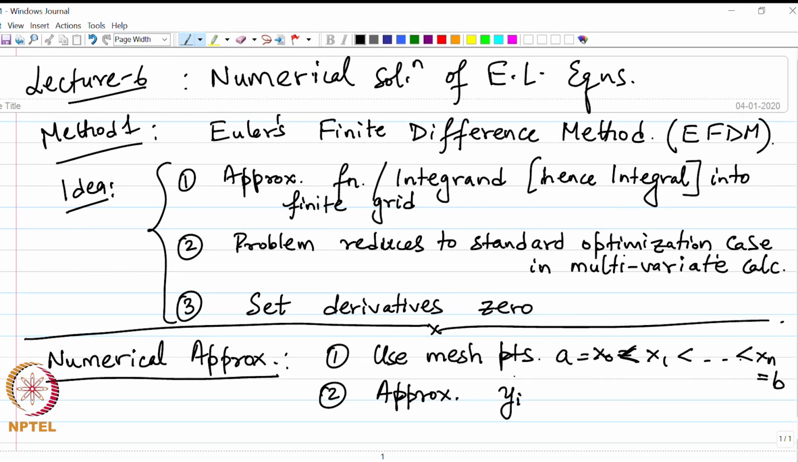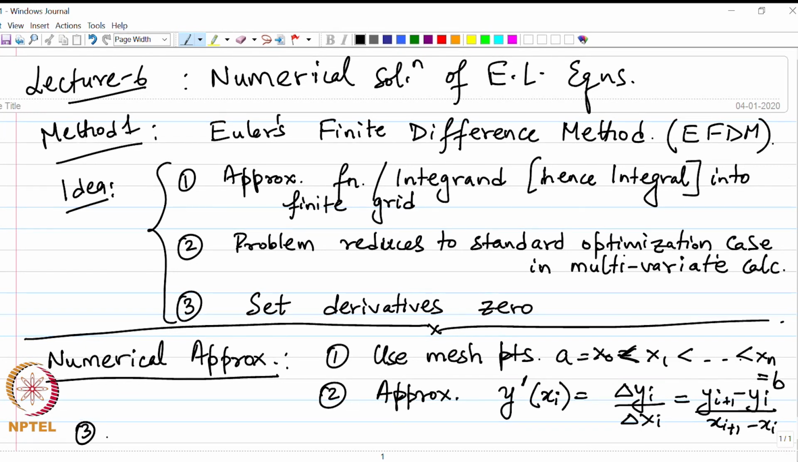our derivative y prime at grid points xi by delta yi by delta xi, right, which is also equal to yi plus 1 minus yi divided by delta xi, or xi minus 1 plus 1 minus xi. So, that is the Euler's forward difference approximation that we are using to approximate the derivatives at the points of our choice.